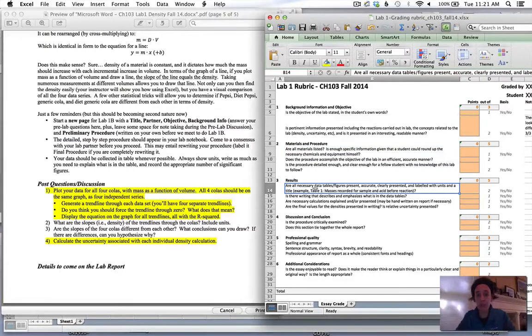And one point here under results is: are all the necessary tables and figures present? Basically, I think that you can have all the necessary data and figures in one table and one figure. The one figure would be the graph, and the one table would basically contain each and every one of your measurements. So I'll show you kind of what that would look like.